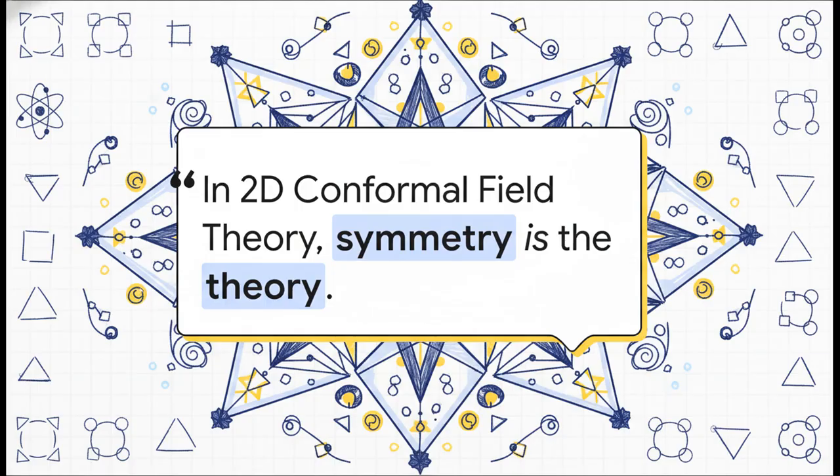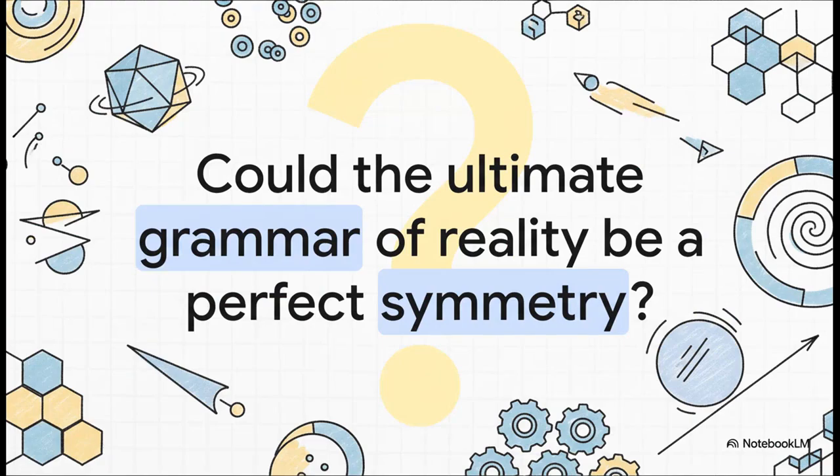You see, in most other theories, symmetry is just one nice feature among many. But in a 2D CFT, symmetry is everything. It's the whole story. Once you define the symmetry, the entire theory, all its particles, all of its interactions, is pretty much completely determined. And that's what transforms a system that could be totally chaotic into something elegant, solvable, and, well, beautiful.